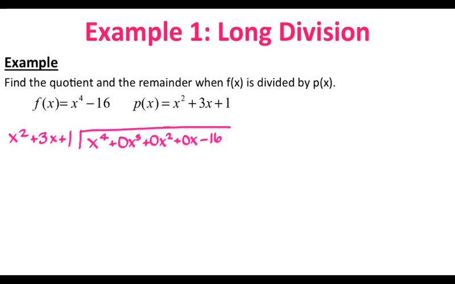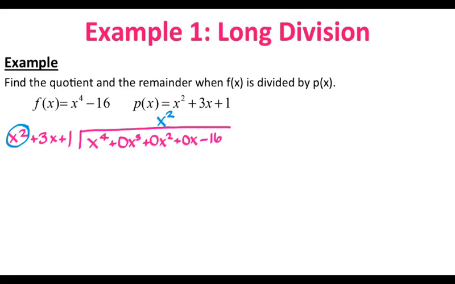Okay, so now starts the process of long division. You're focusing on that first term, the x squared, and you're thinking to yourself, what times x squared gives you this term right here, x to the fourth? Well, x squared times x squared gives you x to the fourth, so I'm going to go ahead and put x squared on top of my x squared term. Now, whatever you put up here, you're going to take that and multiply it by your p of x.